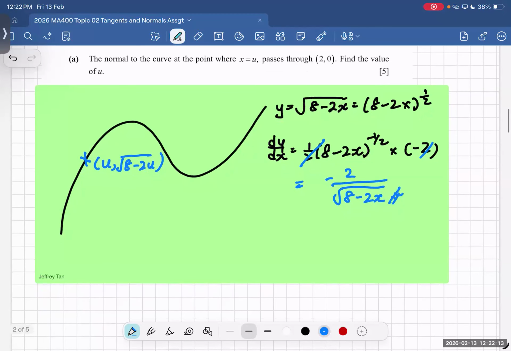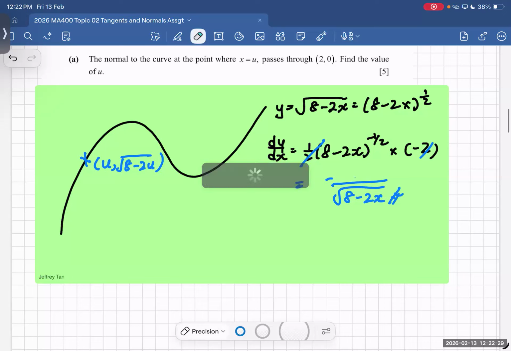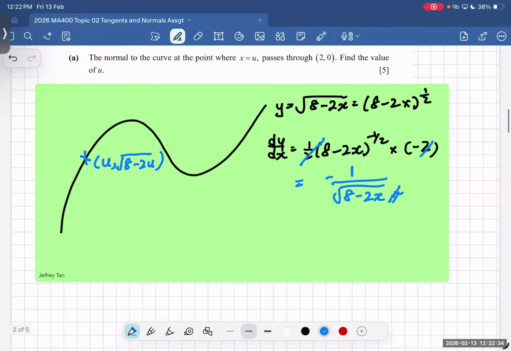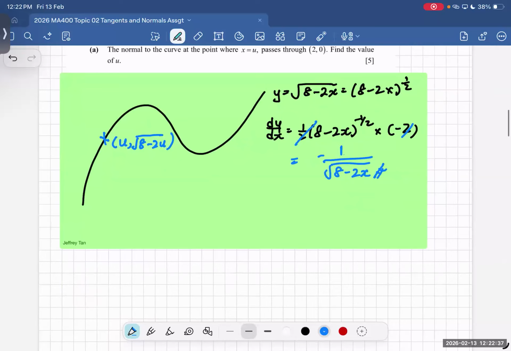After I differentiate, make sure I look down. Well done, Ethan. Good job. Okay, now from here, what do I need to do next? Gradient function. What do I need to do? I need to substitute x equals u. Well done, Bias. Very good. So it's negative 1 over the square root of 8 minus 2u.